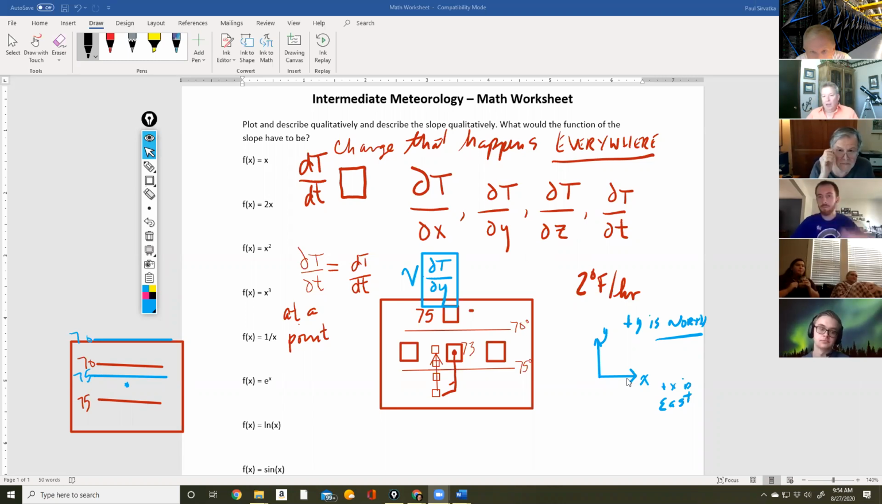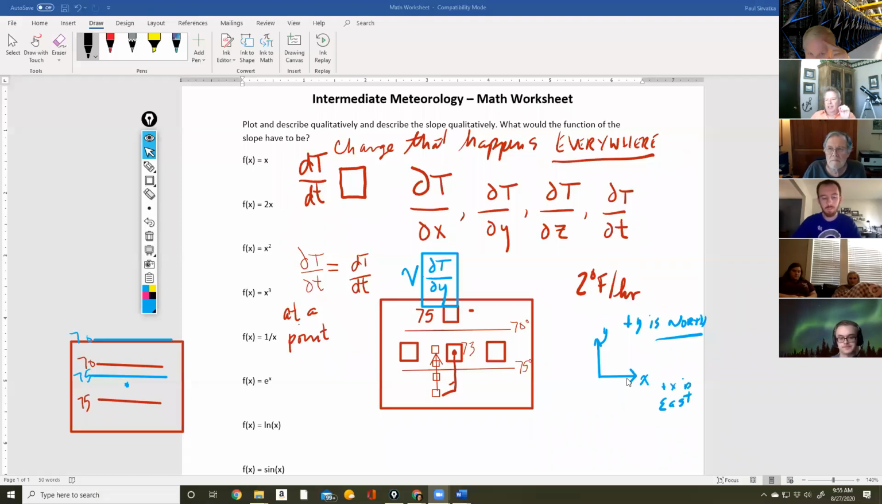Okay, so in here, what is this asking? What is this inside the box? What is it asking? Question. What does it say? Is it saying, how is temperature changing with respect to y?